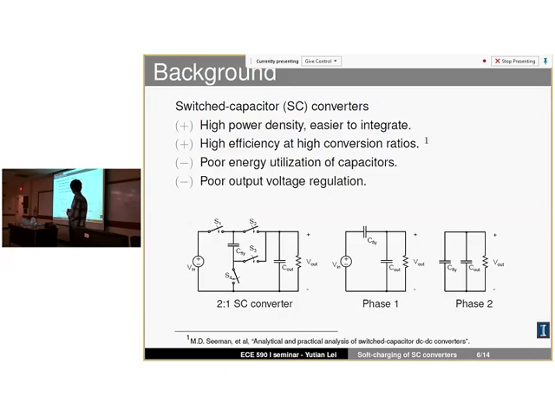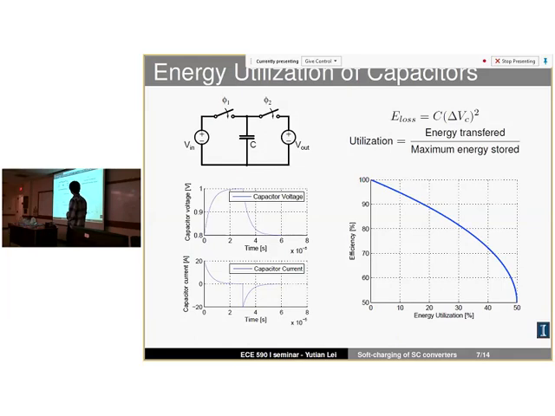So to see why switch capacitors have very poor energy utilization, we have to analyze the simplest form of switch capacitor converters. In phase one, the voltage just charges up this capacitor. In phase two, the capacitor just discharges to the load. So it's not even meaningful, it's just a one-to-one switch capacitor converter.